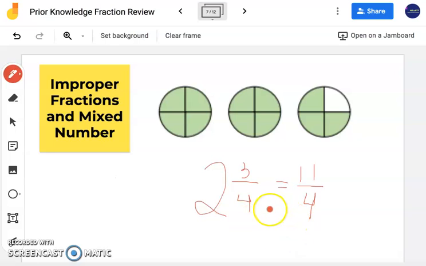Many of you might also recognize a little quick trick, which happens to be to take your denominator, 4, times 2, take your denominator and multiply by your whole number, which is 8, and then add your numerator, which is 11. And notice we have the same denominator because we didn't change the size of each of these individual pieces, no matter if we represented it as an improper fraction or a mixed number.